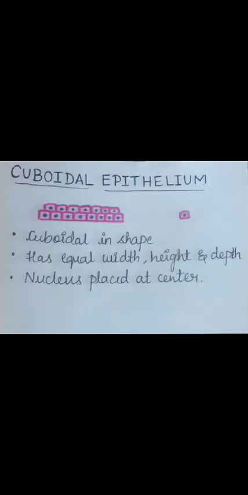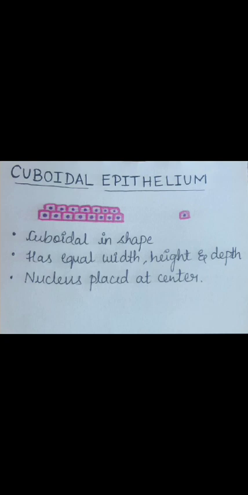Cuboidal epithelial cells are cube-shaped or box-like, with roughly equal dimensions in height, width and depth. The main function is secretion and absorption. These cells are seen in sweat and salivary glands and as part of the kidney tubules.